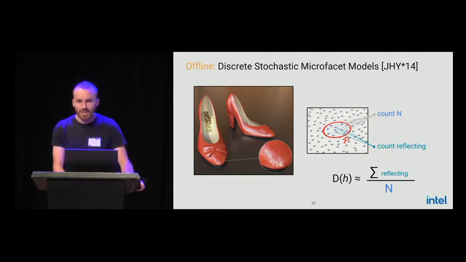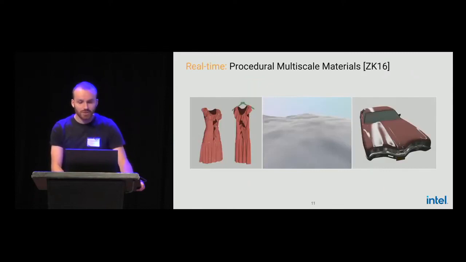It gives them a stochastic NDF instead, which depends on the position of the pixel footprint. But to evaluate it, they need to explicitly go through every microfacet of the predefined distribution. That's a very expensive 4D search, and thus this method is reserved for offline rendering. So let's talk about real-time now.